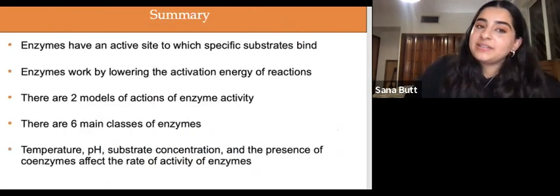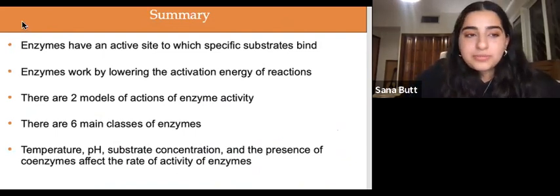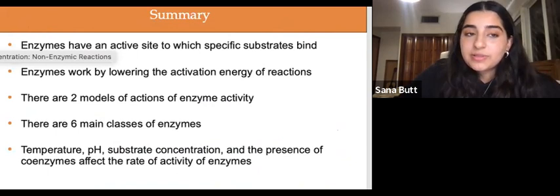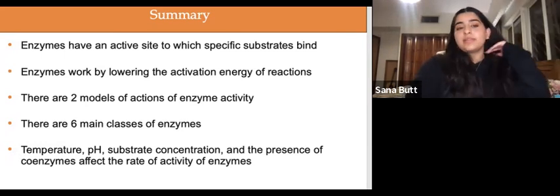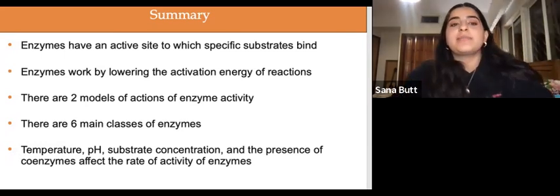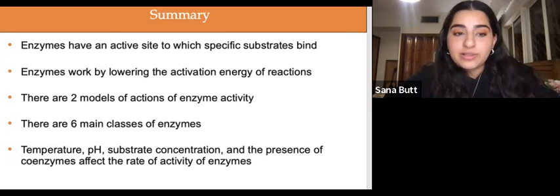So in summary, the most important things to remember from this lecture are that enzymes have an active site to which specific substrates bind. Enzymes work by lowering the activation energy of reactions. There are 2 models of action of enzyme activity. There are 6 main classes of enzymes, and the temperature, pH, substrate concentration, and the presence of coenzymes affect the rate of activity of enzymes.